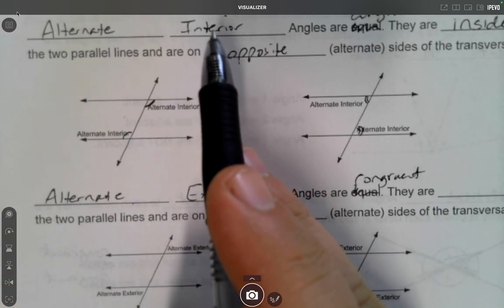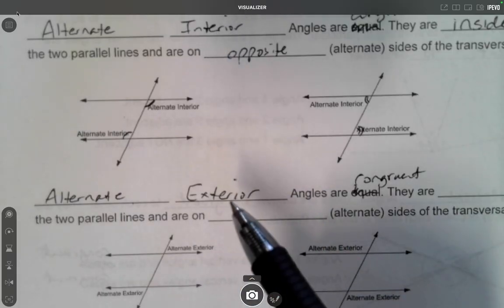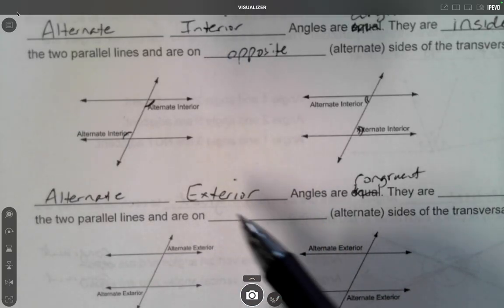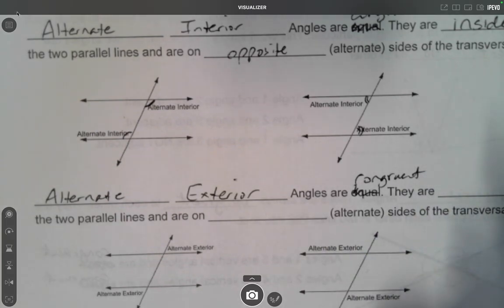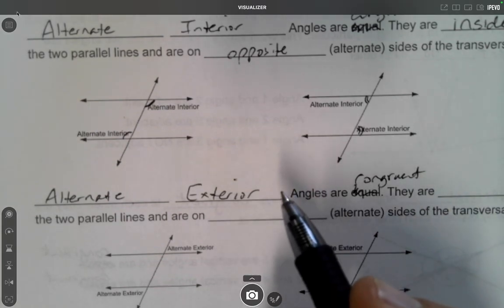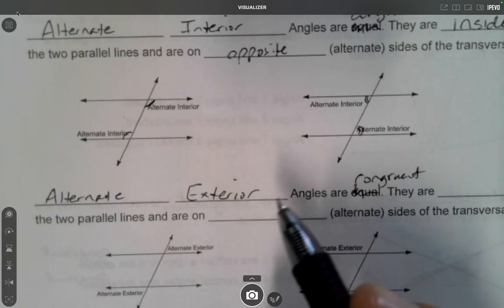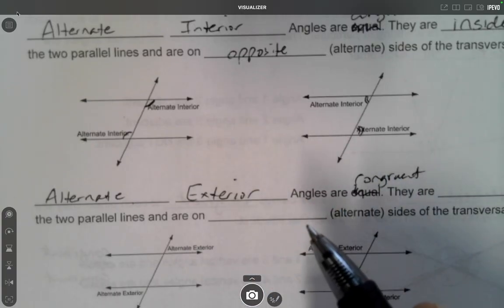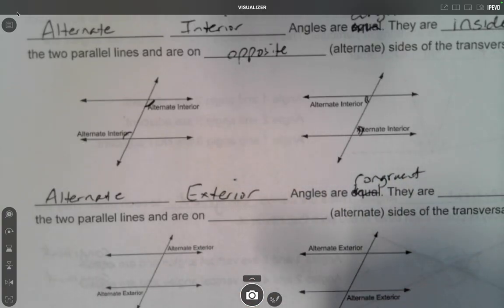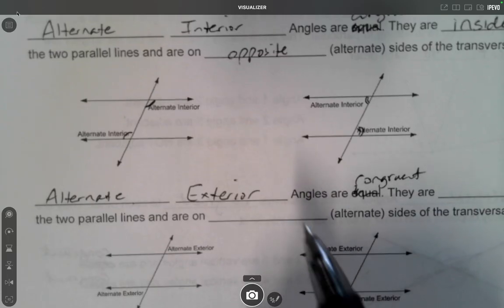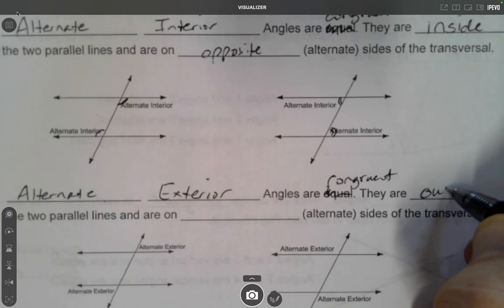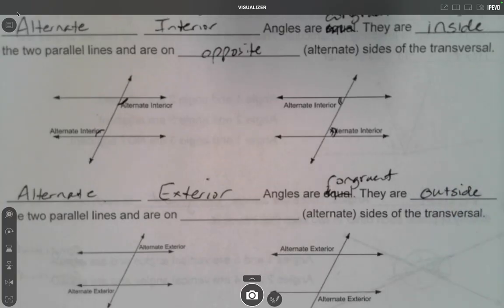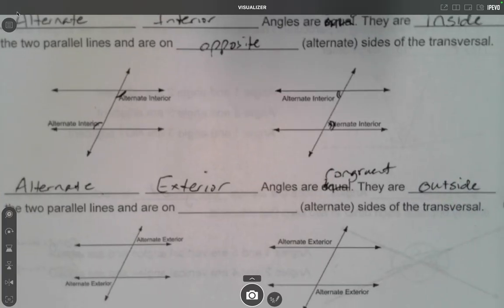Now where the words are different is this was interior, this was exterior. The exterior of your car is the outside of it. That's the part that gets washed when you go through a car wash. The exterior of your house is where you see the windows and the siding or the brick, whatever your house is made of. Exterior is the outside. So they are outside the two parallel lines, just like the exterior of your house is what you see on the outside.